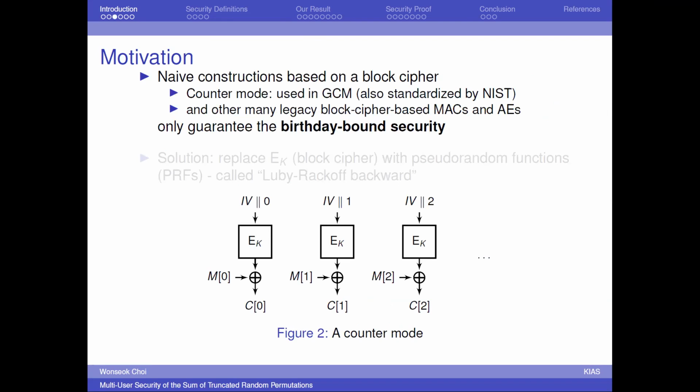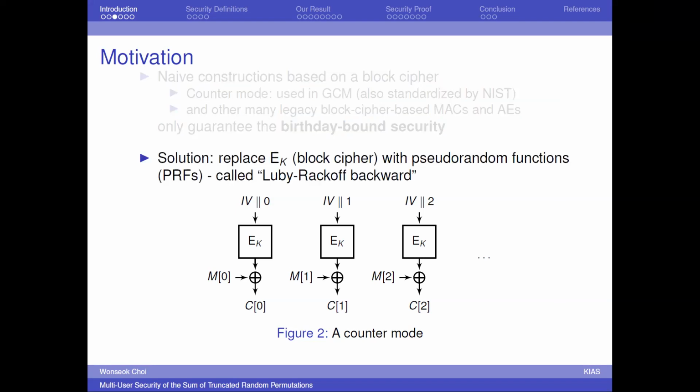However, naive constructions based on a block cipher, such as MAC or AEAD, may only guarantee birthday bound security. For example, counter mode is commonly used in encryption schemes, but only guarantees birthday bound security. There is a simple solution: replace the block cipher with pseudo-random functions, and this problem is called the PRP-PRF switching problem.